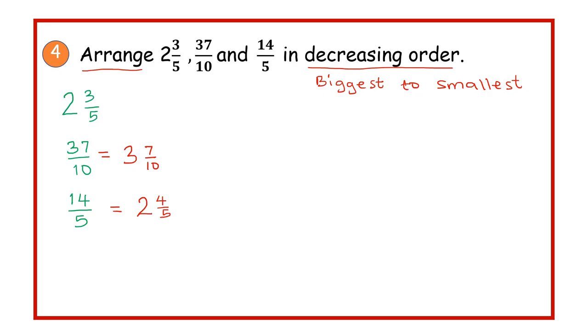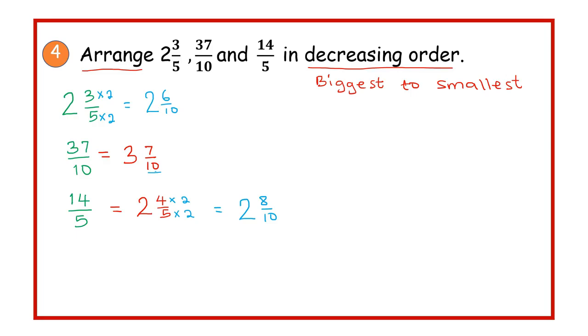Next, let us make sure that all the denominators are the same. Since this is 7 out of 10, the denominator is 10, we can make this also become 10. So we will multiply by 2 and we also multiply by 2, such that we get 2 and 6 out of 10. And this side we multiply by 2 and multiply by 2 and we get 2 and 8 out of 10.